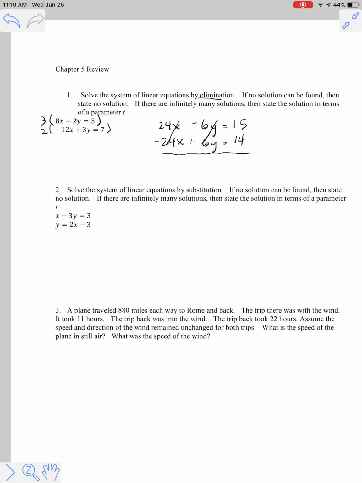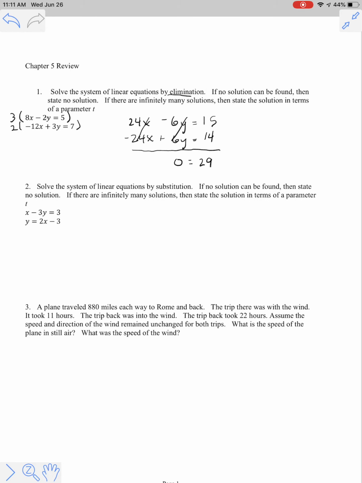Now, what happens is the variables cancel out and you get a statement of 0 equals 29. That's not a true statement. 0 doesn't equal 29. There aren't any variables to solve for, so we're not going to get one unique solution. An untrue statement here is an indication that this system has no solution.